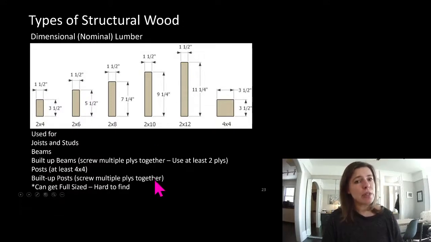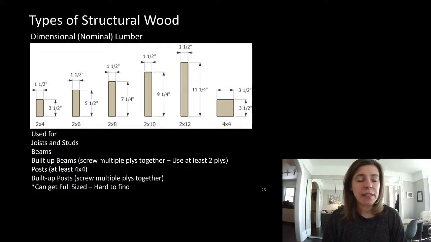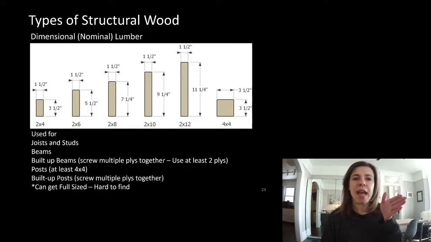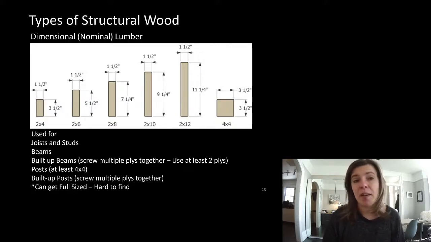You can get full-size lumber. It's hard to find. You usually go right to the mill. So at my cottage, I was building a dock, and I sourced full-size lumber from the mill itself. It's not as smooth. It can be a little bit rougher. The edges are a little bit sharper, prone to splinters just a little bit more. But for something very utilitarian, it can be quite useful. But if you're going into Home Depot, you are buying nominal lumber. And that's what we're going to be talking about now.